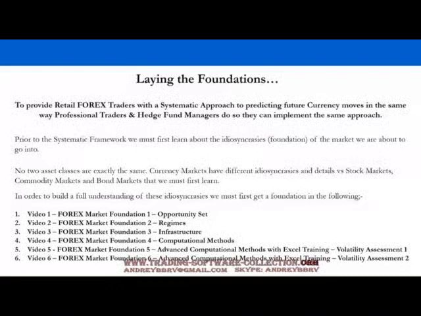Then we move on to videos 5 and 6, which move on to more advanced computational methods. Christopher Quill, who's the Institute's statistics analyst, is going to take you through some pretty advanced computational methods and train you on Excel in terms of looking at and understanding volatility. So we'll be looking at and understanding how to get potential trade ideas from volatility. We'll be looking at opportunity and risk by assessing volatility in the Forex market.